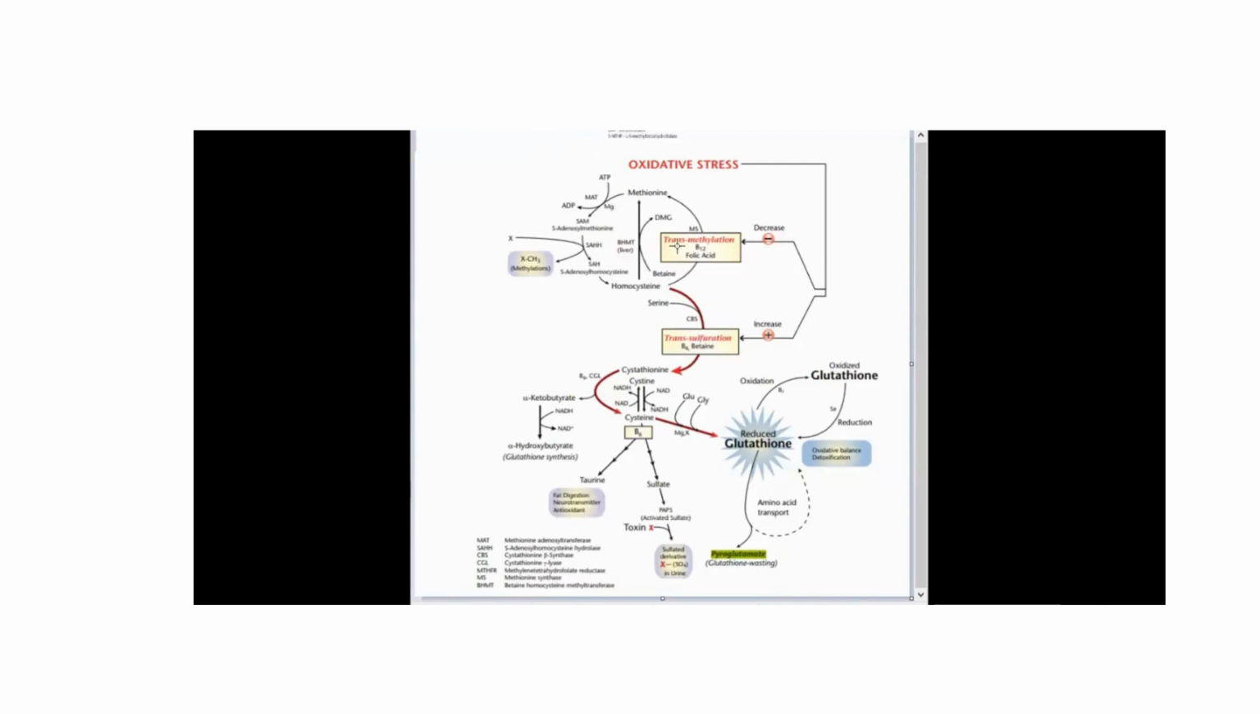And the big enzyme that is involved is right here. It's methionine synthase. And what happens is when there is increased oxidative stress, homocysteine metabolism is diverted into this transsulfuration reaction. And what happens here is that this allows cysteine to be available to then sustain your glutathione levels, which is your antioxidant, very important antioxidant.